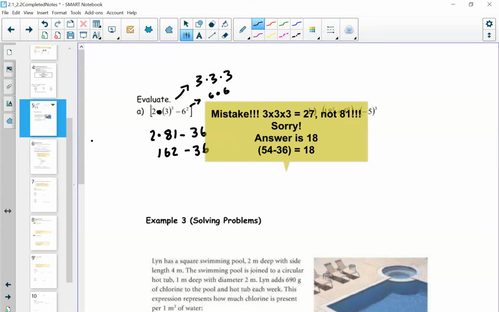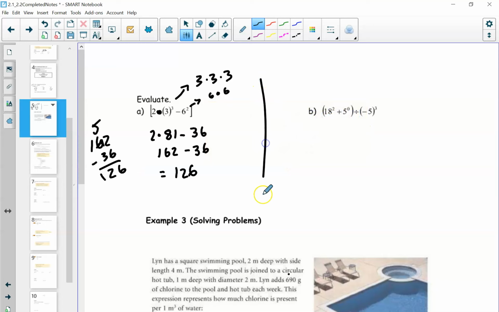Now you can do this on your calculator. Sometimes I just put it in the margins, right? 162 minus 36, and I trust we can all remember how to borrow. 126. It's always okay to do math in the margins. And if you use your calculator, that's fine. For me, it's almost easier just to do it over here sometimes. All right, let's move on to the next question.